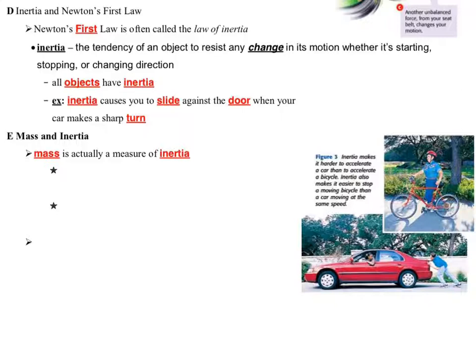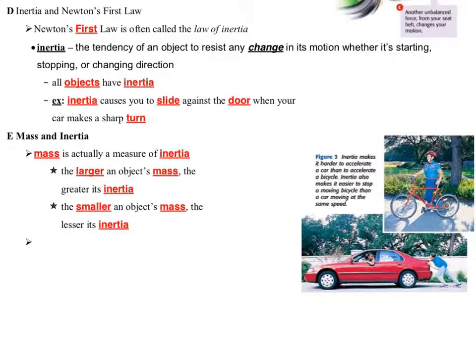So if an object's mass gets larger, then what happens to its inertia? Well, the larger an object's mass is, the greater its inertia will be. Next question. If an object's mass gets smaller, what happens to its inertia? And logically, the smaller an object's mass gets, the less its inertia will be.